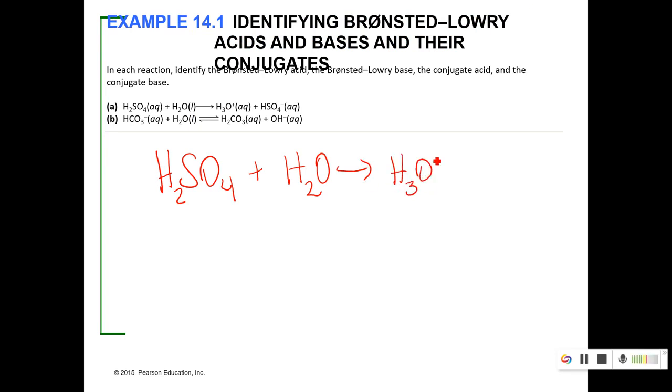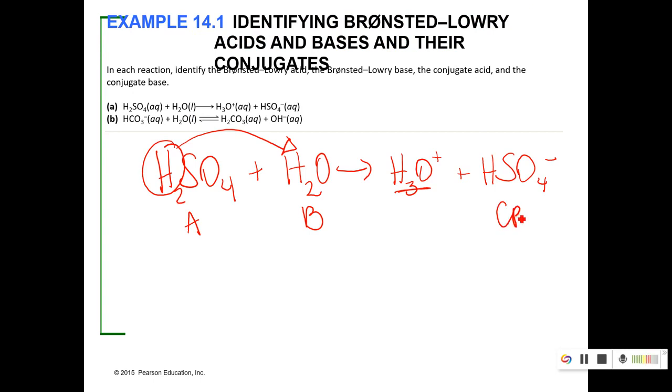Okay, so H3O plus, HSO4 minus. All right, so this hydrogen moves to the water to make this H3O plus. So this is my acid, this is my base because it accepts it. Now on the other side, the HSO4 minus goes with the H2SO4. So this is my conjugate base because they go together. Now this one becomes my conjugate acid because the water and the hydronium only change by one hydrogen.